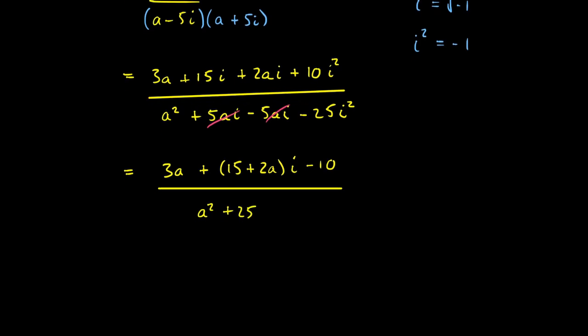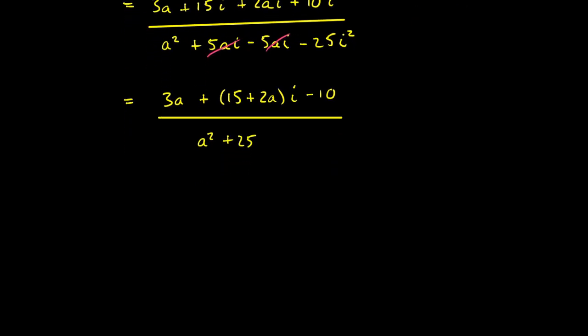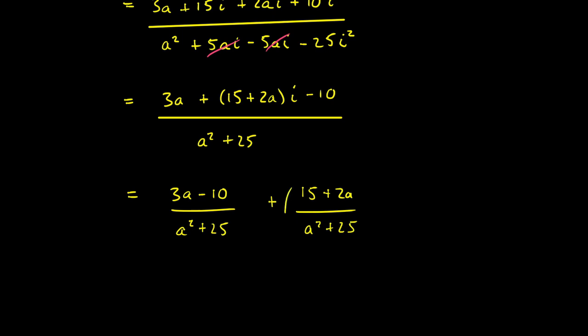And lastly, if I was just to simplify this, then I'm going to get (3a minus 10) over (a squared plus 25), plus (15 plus 2a) over (a squared plus 25) i. Right? So in other words, this guy here is the real part, and this guy here is the imaginary part.